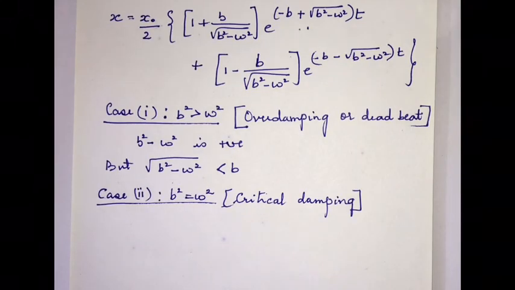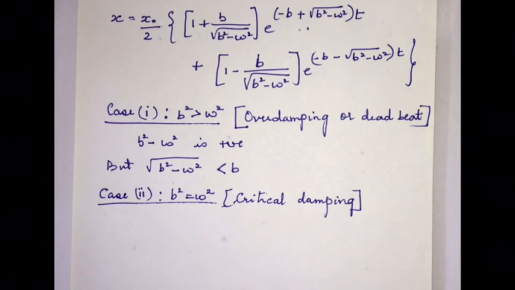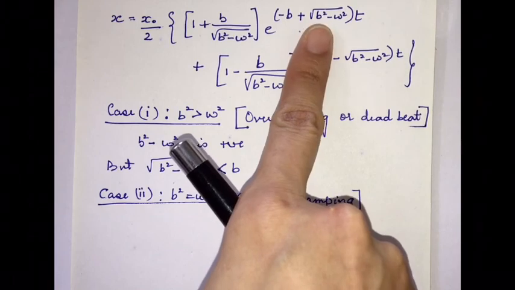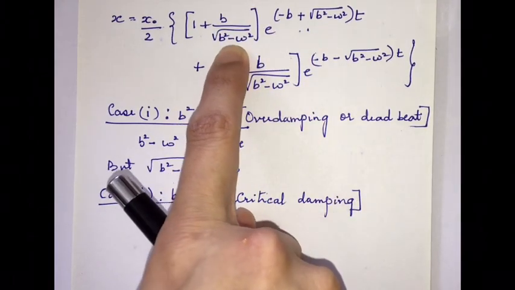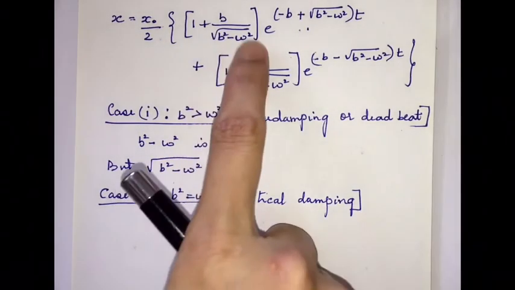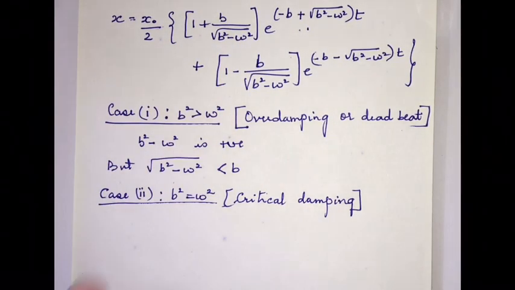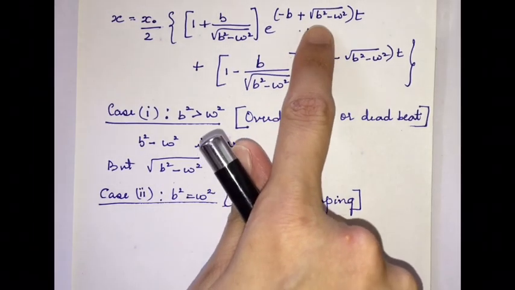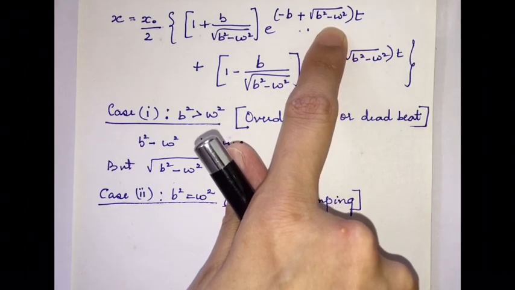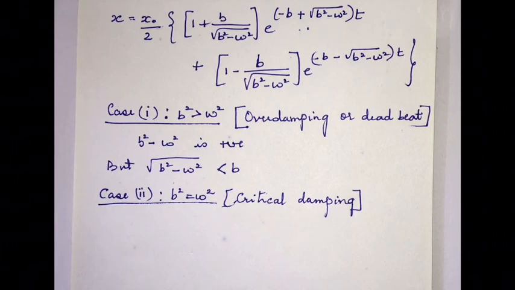Next, let us discuss the second case where b square becomes equal to omega square. If we consider b square to be equal to omega square, here in this equation this becomes infinity. So we cannot analyze the equation for b square equal to omega square. In order to overcome this problem, let us assume that the square root of b square minus omega square is a very small quantity, almost close to 0 but not 0.